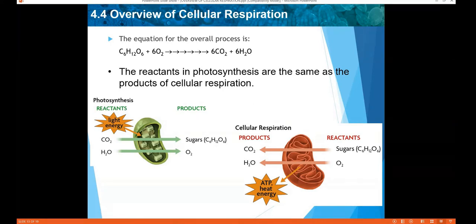So let me ask you questions. What are the reactants and products in cellular respiration? The reactants are glucose and oxygen, and the products are carbon dioxide and water. Excellent. And what are the products and reactants in photosynthesis? The opposite. The reactants are carbon dioxide and water, which are the products in cellular respiration, and the products in photosynthesis are glucose and oxygen, which are the reactants in cellular respiration. Excellent. So you can say the exact opposite happens in photosynthesis.